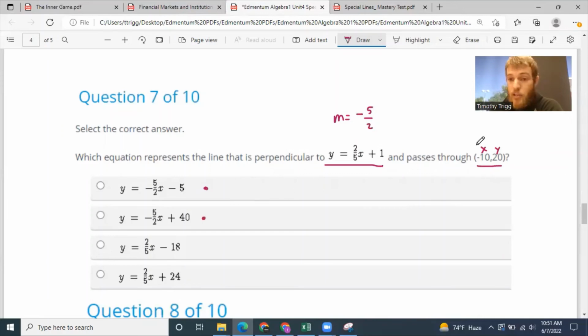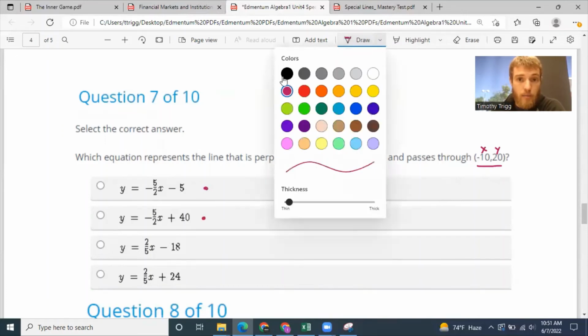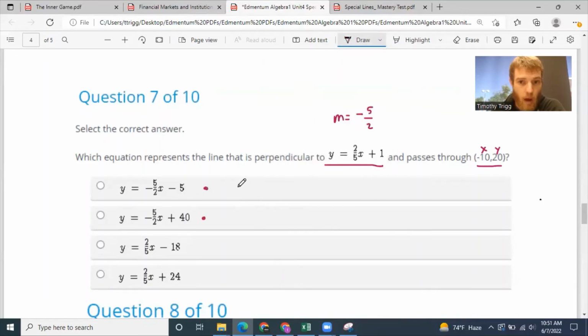I replace the x with negative 10, the y with 20. So let's go ahead and try this first equation. I'm going to replace the y with 20. So instead of y equals, it's 20 equals. Then negative 5/2 times x. I'm going to replace the x with negative 10. And then minus 5. Okay, hopefully this is equal, and then that'll give us the correct answer. So negative 5/2 times negative 10. Well, negative times a negative is positive.